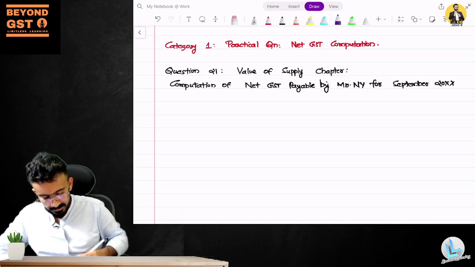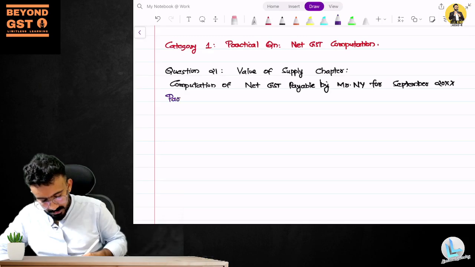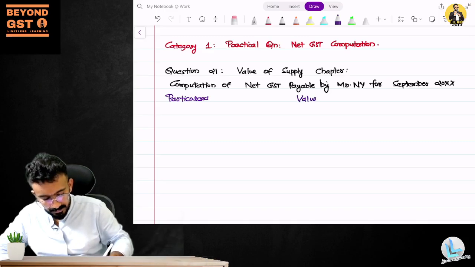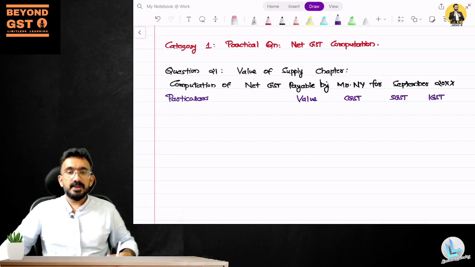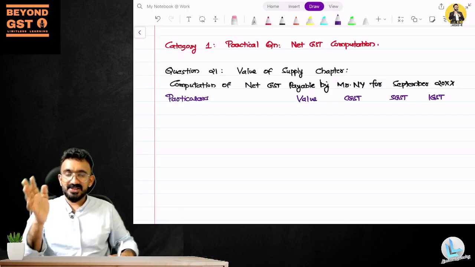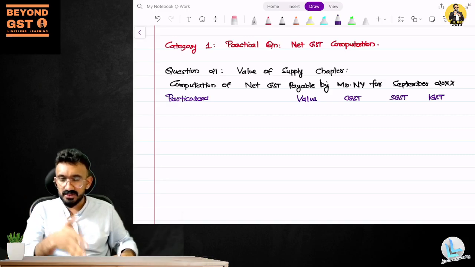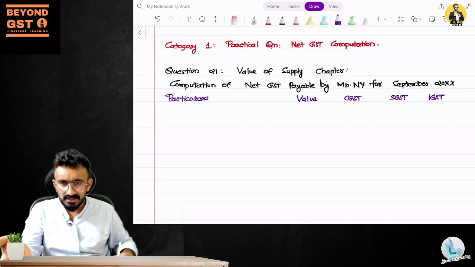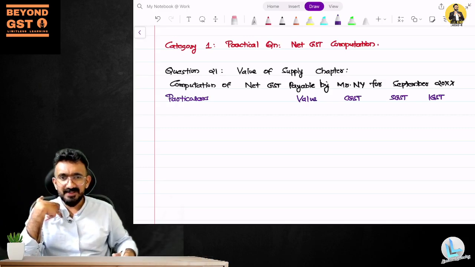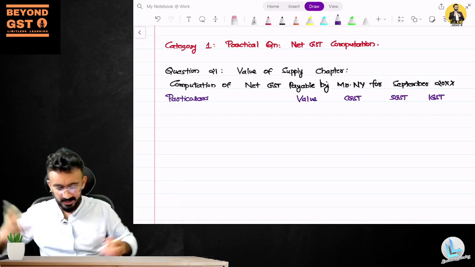How do I structure the table? Particulars, value, CGST, SGST, IGST. Now, can I have IGST first, then CGST, SGST? You can, there is no problem in it. But if you look at ICAI, they have mostly used this structure in most of the questions. So it's much easier to use the CGST, SGST, IGST structure. In some questions they give IGST first also, but we will follow this for easier understanding.